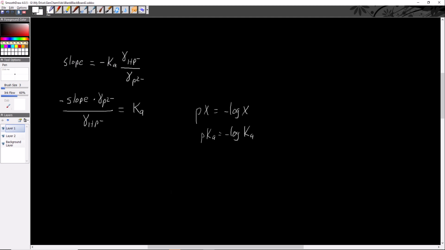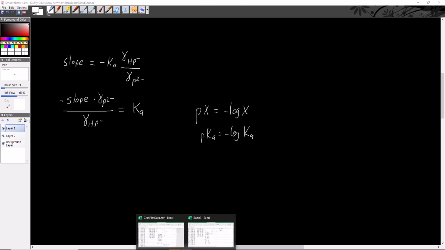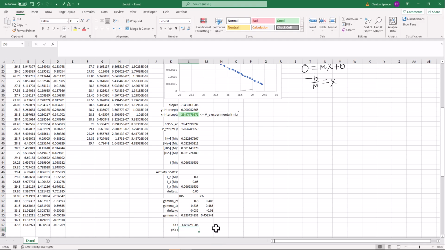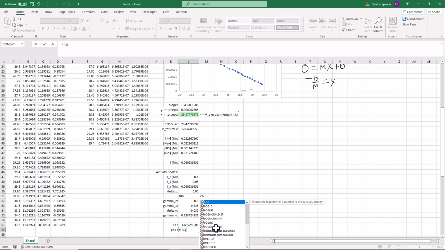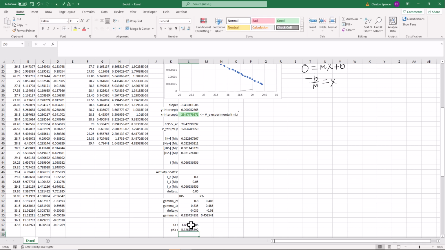All right, so let's just do that in Excel. So go back to Excel. Hello, Excel. So pKa equals the negative, so negative sign, log, L-O-G, open parentheses because it's a function, and we're just going to input our Ka value. So just click on that, close the parentheses, and hit enter. So there's our pKa value.